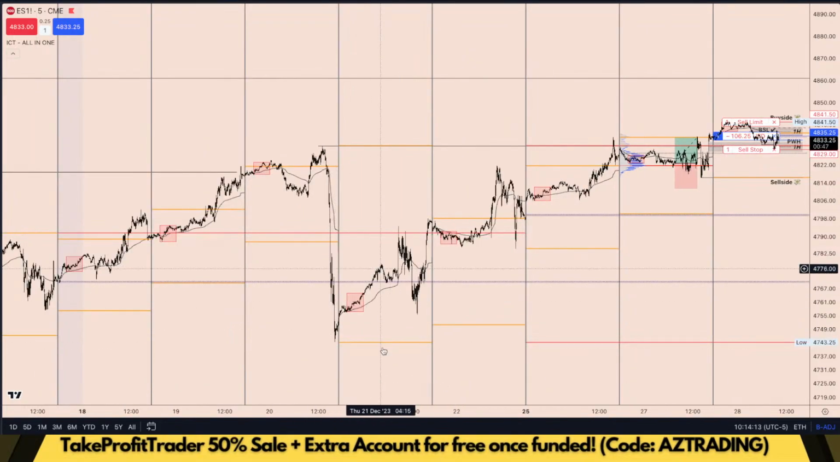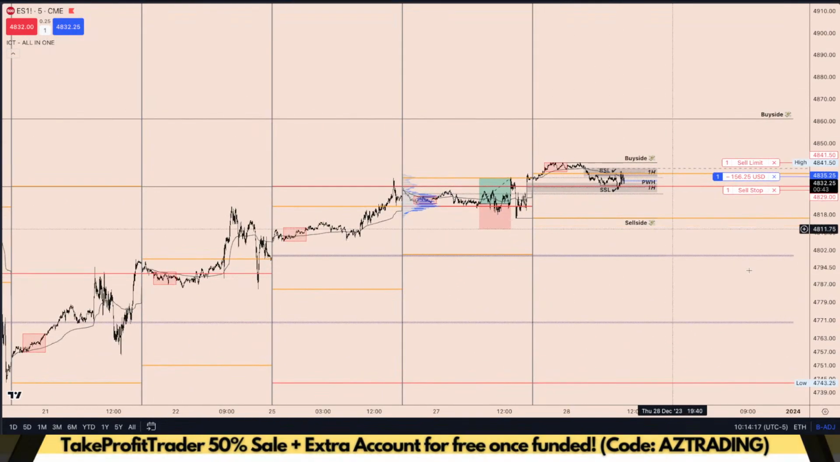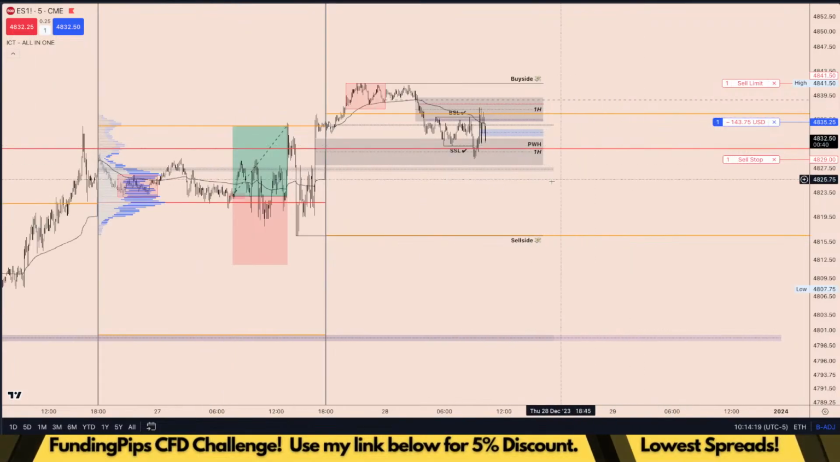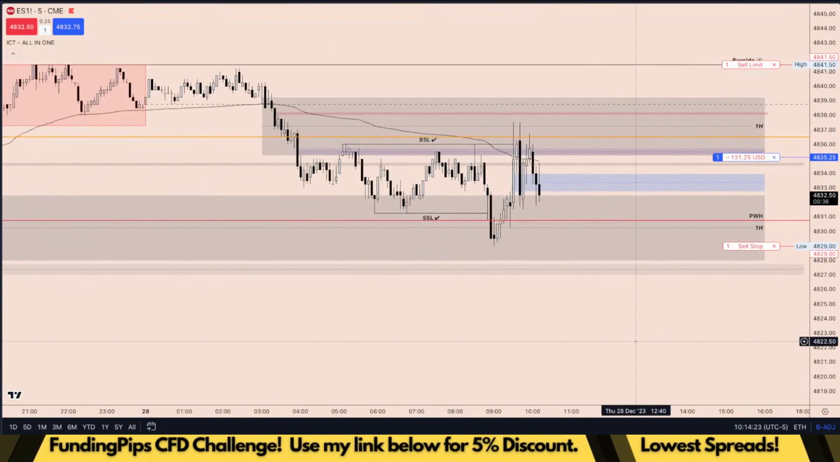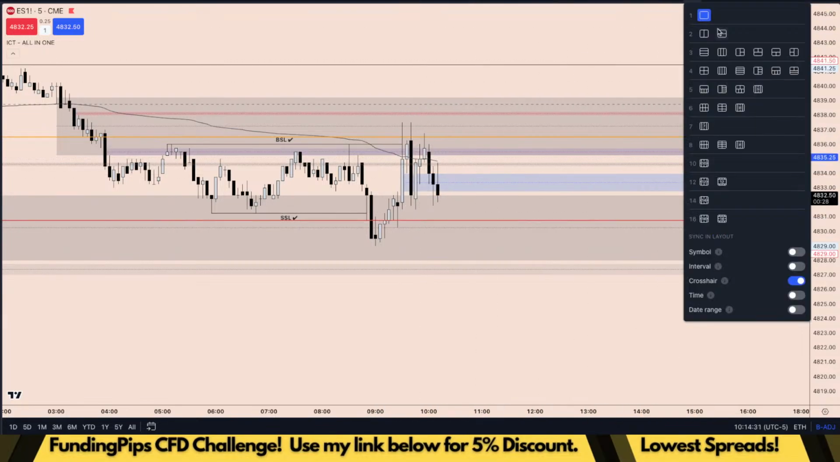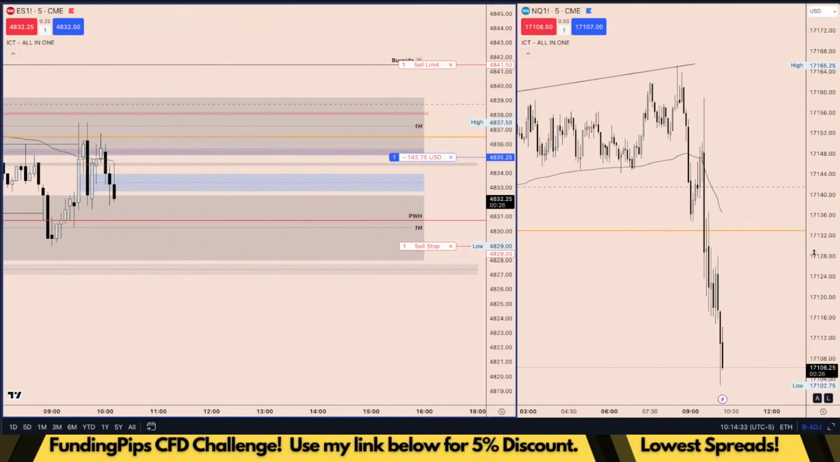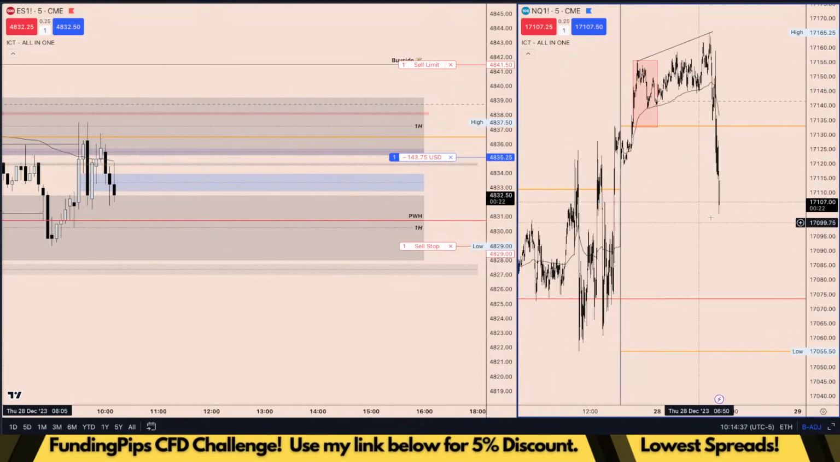And after doing so, we retraced and recovered everything and we consolidated and made another higher high. Continuing lower, we're really just playing around, consolidating here. Not really going anywhere just yet, except for in NQ. NQ is really turning around here.